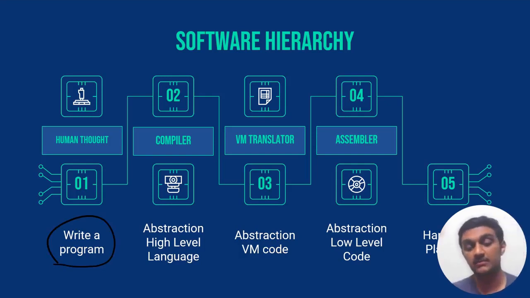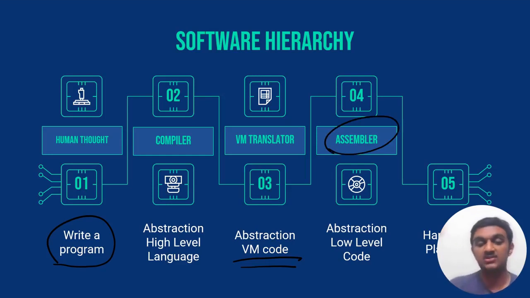What happens to the program after compilation? It gets converted into high level language. The high level language, using the process of abstraction, gets converted into a VM code using a VM translator. Now this VM code is in turn converted into low level language using the assembler. When converted into low level language or machine understandable code, it's passed on to the hardware platform. So this is the process, to put it in a nutshell.